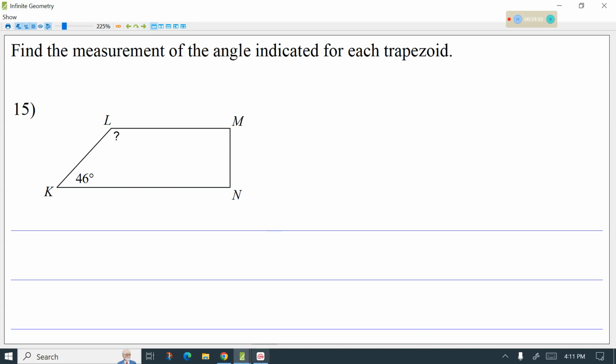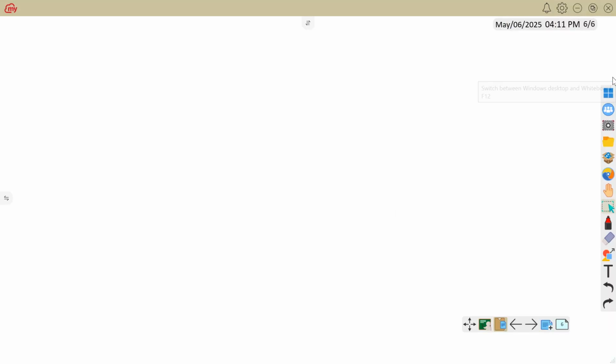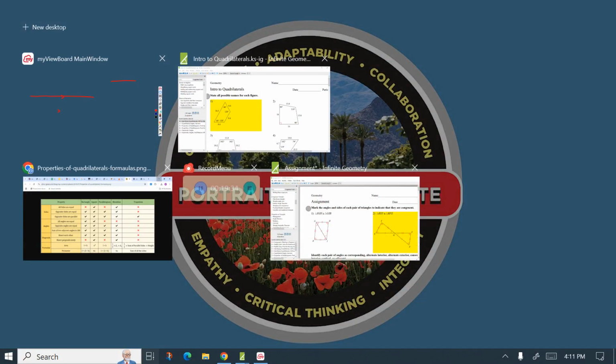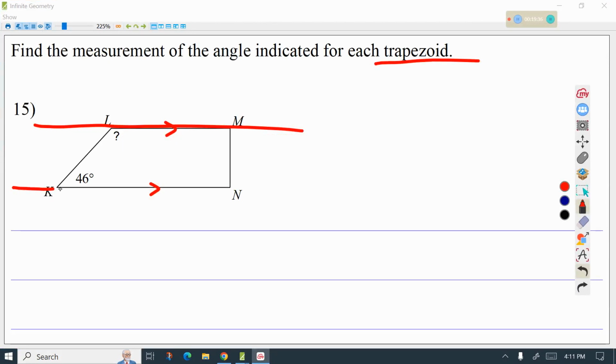Now in a trapezoid, we need to remember this simple thing that I showed everybody in class: a trapezoid has one pair of parallel sides. So this side is parallel to that one. If I extend the lines, it might start to activate some of the knowledge you had when we studied parallel lines. So let's reactivate some of that knowledge in your brain.